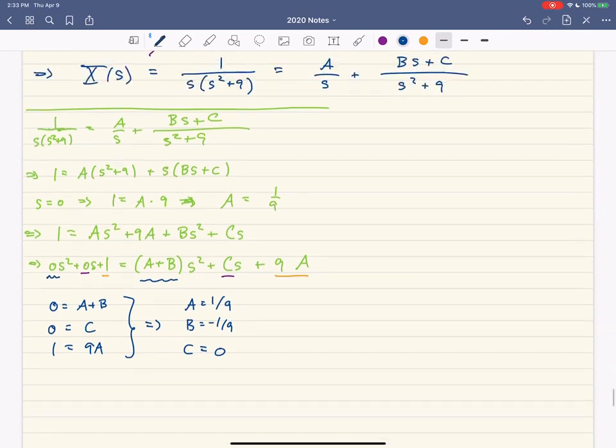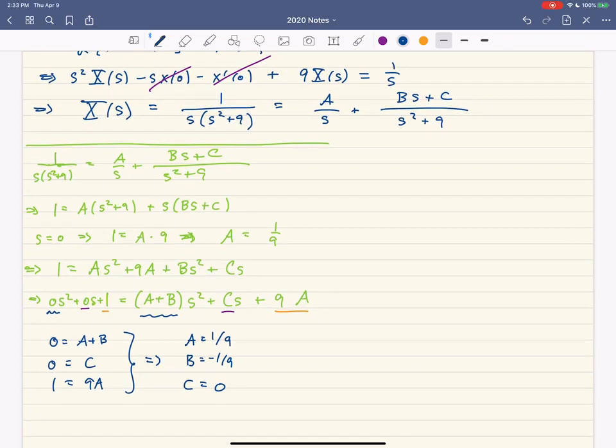What we're going to do then is, now that we have our A, B, and C, we can go back and plug this in. I want to wall off our work here. So this means that capital X of s, our transform, is going to be equal to A, so that's 1/9 over s, plus Bs, which is 1/9 s over s squared plus 9, plus C, which is 0, so that term goes away. So this is 1/9 over s minus 1/9 s over s squared plus 9.